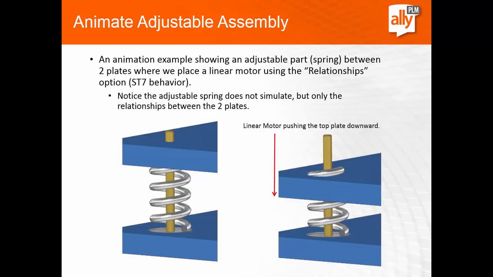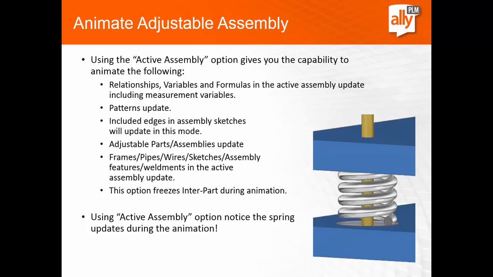But in this example here, we have two plates with some springs between the plates. We have a linear motor that is simply pushing down the top plate towards the bottom one. In the old behaviors of ST7 and before, with that relationship behavior, all it would do was move the plate and the spring would not update until the animation or the movement was done. So it was always difficult. We couldn't animate springs.